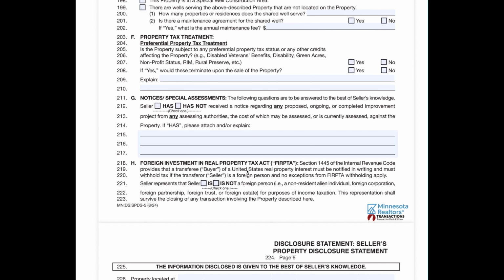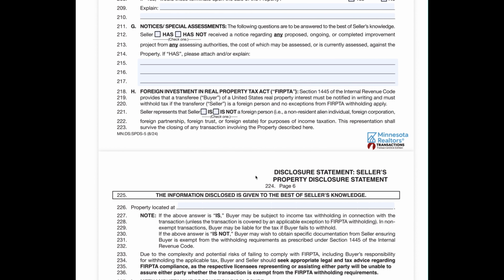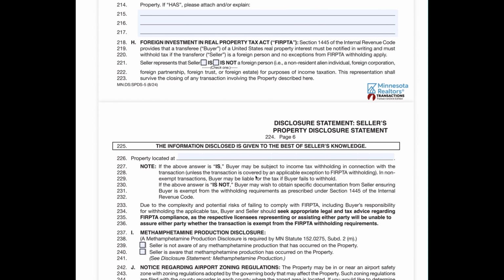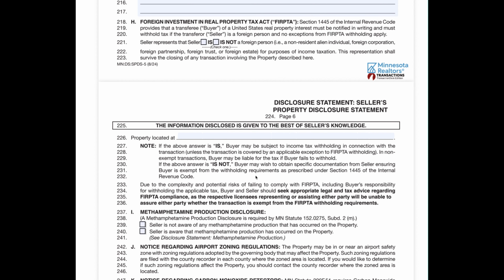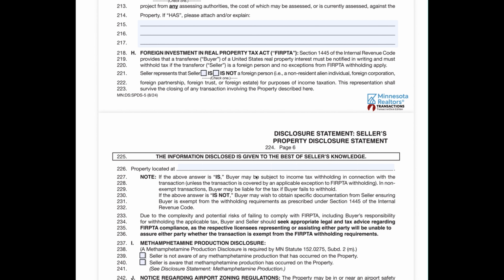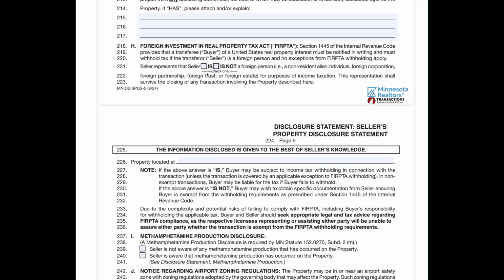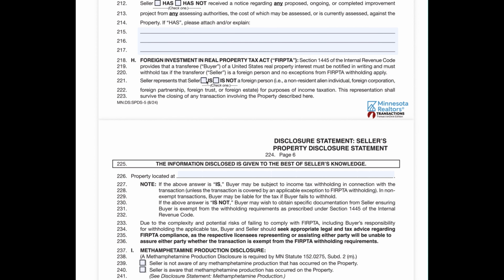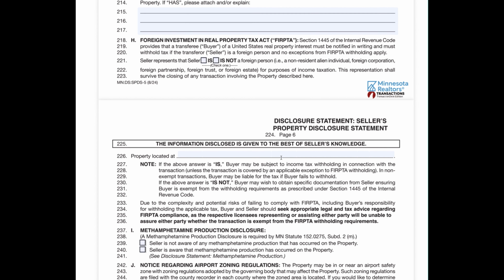Foreign Investment and Real Property Act. If you are a foreign person in America, non-resident alien, individual, or foreign corporation, and you sell a property, the U.S. government wants to know about it. They want their cut, and they will hold the buyer responsible for the performance of this. So is that person a foreign person? We need to get this verified. If the seller is a foreign person, keep this in mind. Talk with the title company to find out how that's going to impact you.